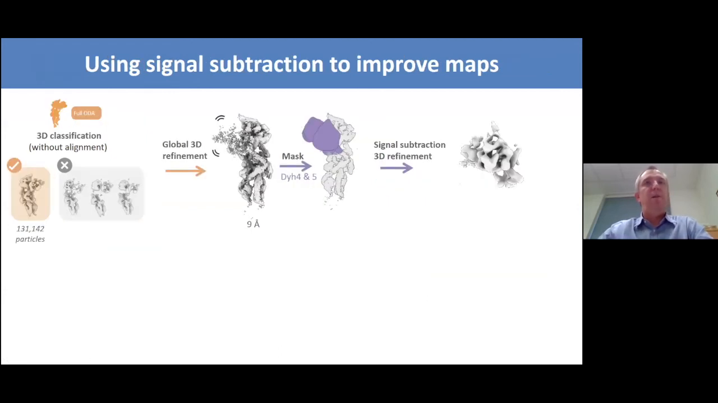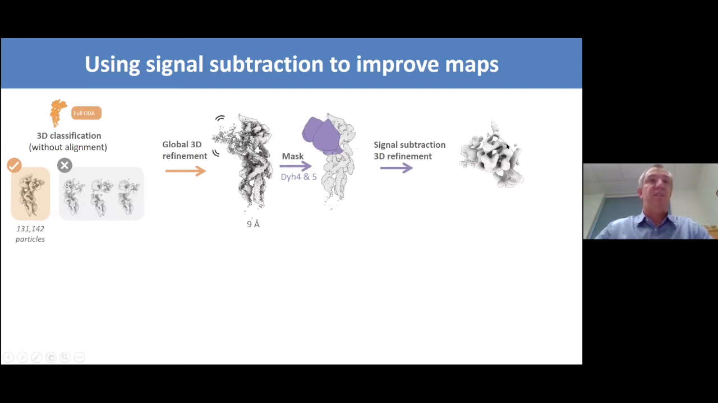The other example is the use of signal subtraction, also commonly used. So in this case, we had a part of the structure which from the first global refinement was very weak and was not showing up. And part of the problem here is that the rest of the structure, which is well ordered, tends to dominate it and prevent alignment on that flexible region.